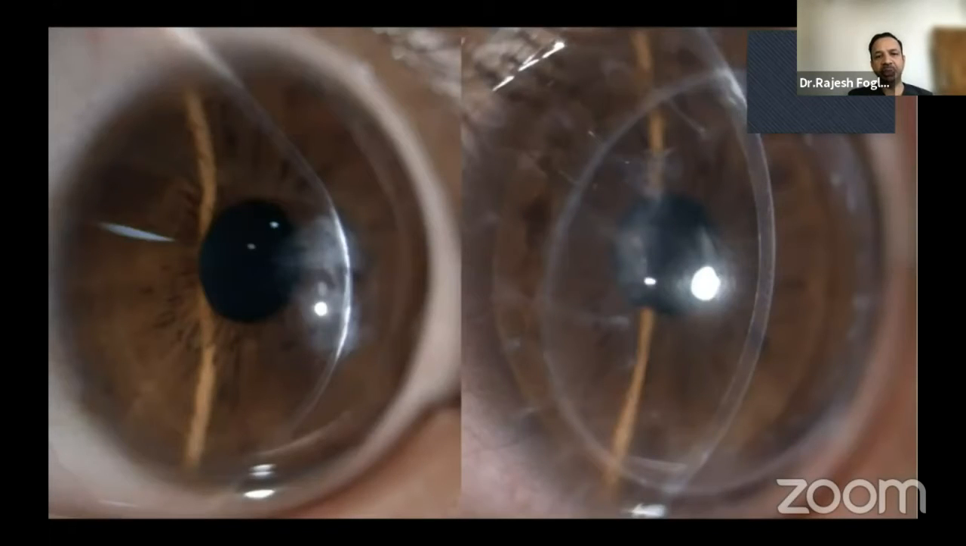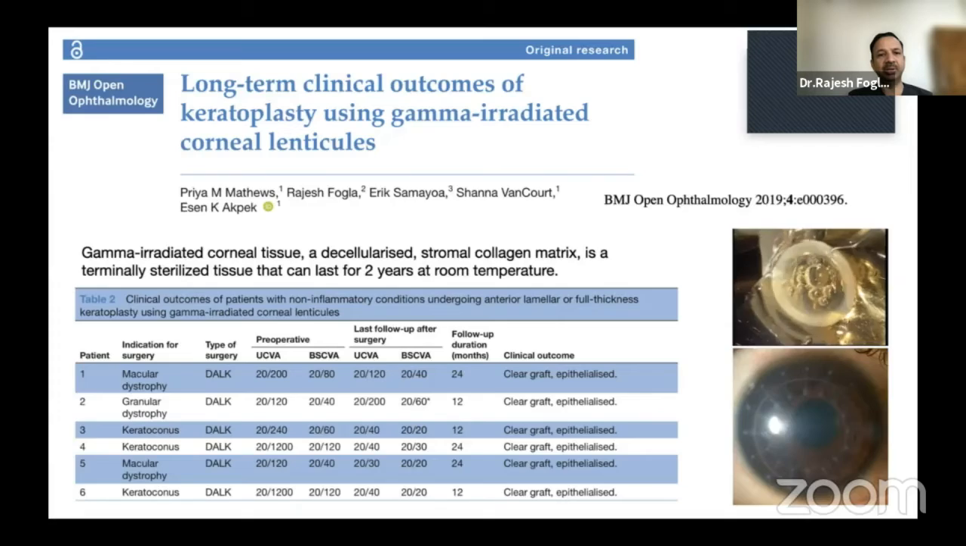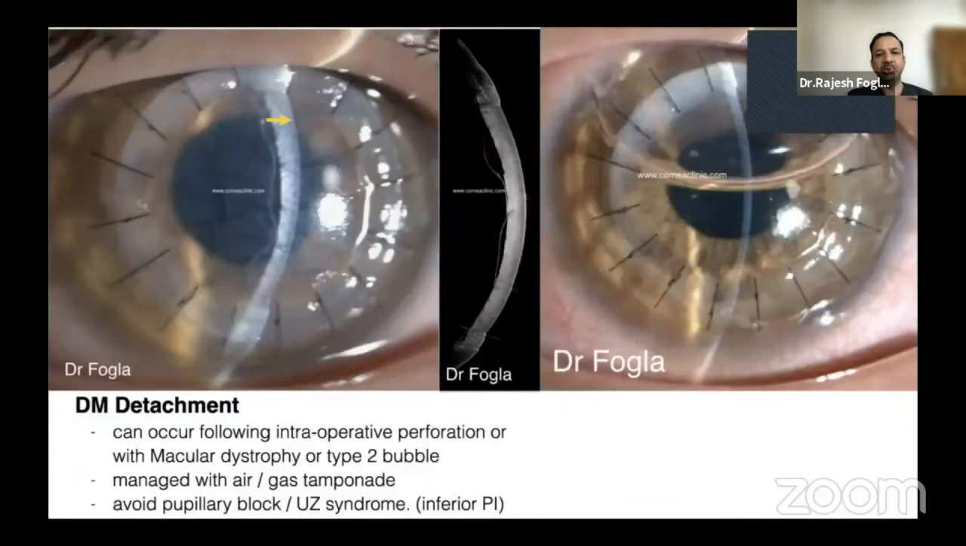This is a case of hydrops where you can see the manual DALK, and you can see there's hardly any residual stroma, measuring only about 30 microns on anterior segment OCT. Instead of using fresh donor tissue, you can even use gamma irradiated lenticules for anterior lamellar keratoplasty, which gives equally good results. Post-operatively, a common complication can be a double anterior chamber if you have encountered any microperforations during the surgery. It can be managed by using a gas or air bubble. It is important to prevent pupillary block: either keep the pupil dilated or do an inferior paracentesis and an inferior peripheral iridectomy.